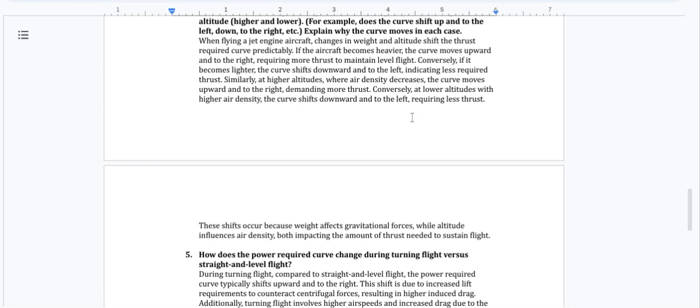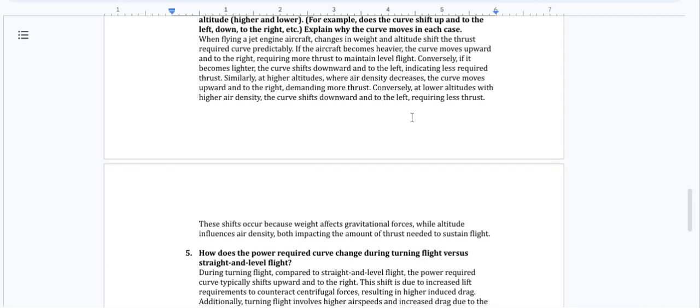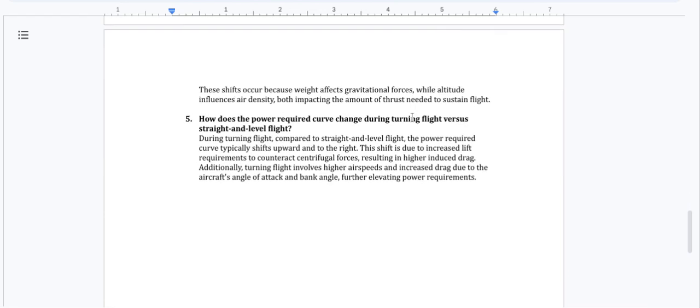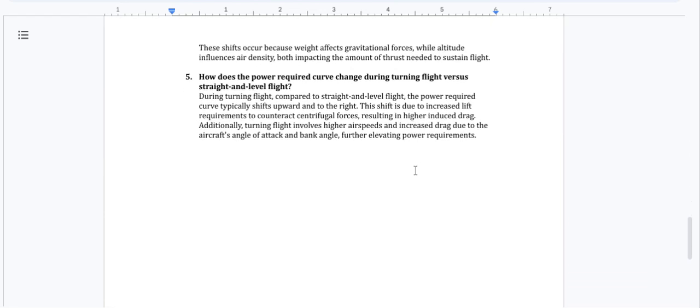At lower altitudes, it's going to be higher air density, it's going to shift downwards to the left, just like we talked about. These are going to be affected by gravitational forces. How does it change during flight, cruise versus straight and level flight?